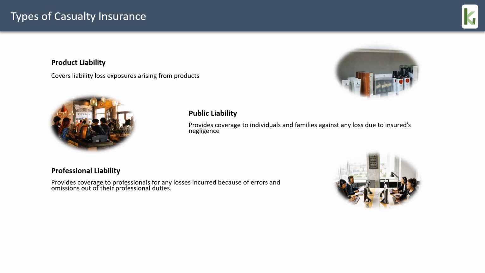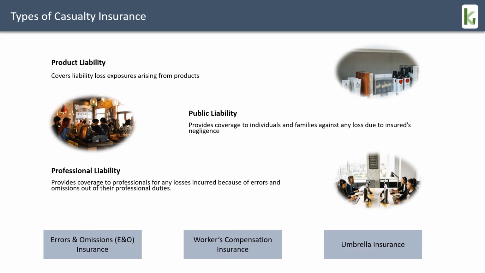Now, the types of insurance that come under liability insurance are errors and omissions insurance. As we talked about, it is for professional liabilities. Workers' compensation insurance covers medical expenses and lost wages for employees who are injured on the job. And then umbrella insurance. Umbrella insurance provides additional liability coverage over and above the limits of your existing insurance policies.